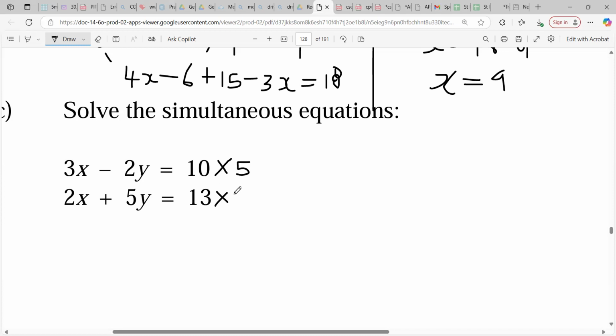And why do we do that? When you multiply throughout, both of them will be 10y. So let's go. You have to multiply the entire equation. Just imagine you have a big bracket around it. So 5 times 3, 15x. And by multiplying everything, you know, guys, some students tend to just multiply some terms.